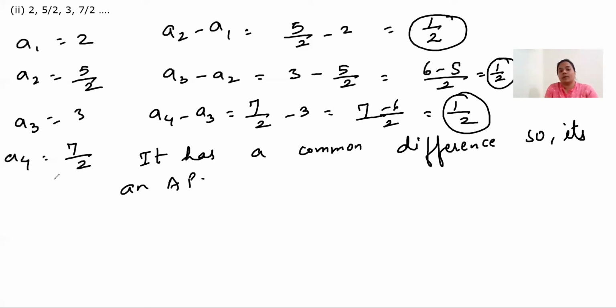Now we had to find the common difference. So we already have found that one. So D is equal to 1 by 2. Already till A4 it is given. We have to find 3 more terms, means A5, A6 and A7. So D is 1 by 2.